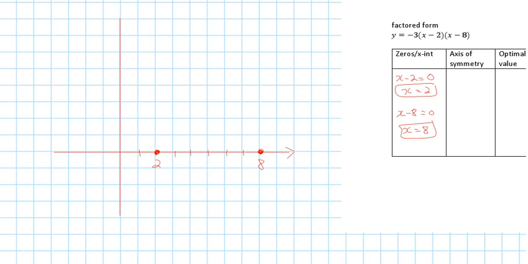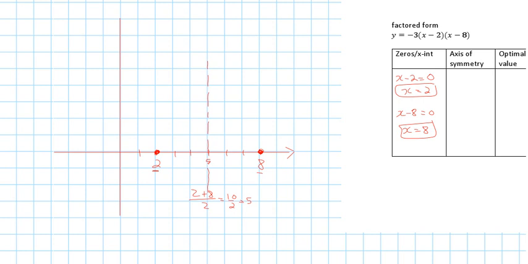The middle between 8 and 2 is 5. How do you find the middle? We add these two zeros and divide by 2. So 8 plus 2 is 10, and 10 divided by 2 is 5. So I know that my axis of symmetry is at 5. That means my vertex is going to be somewhere on this line. Where? I don't know yet. I have to find that.